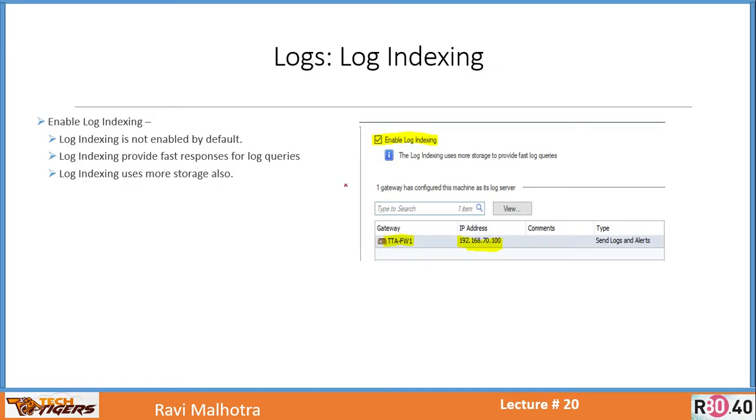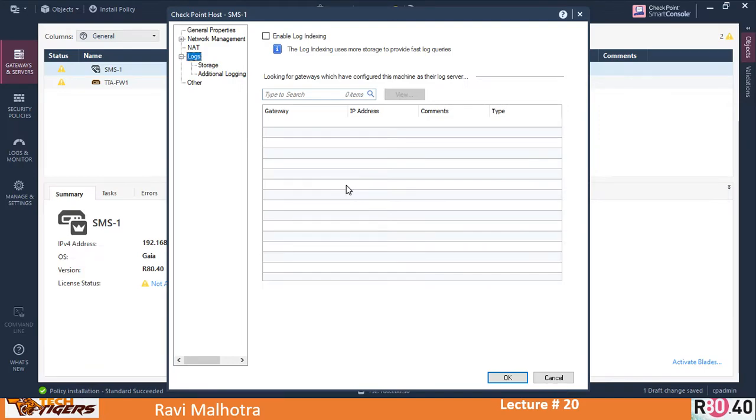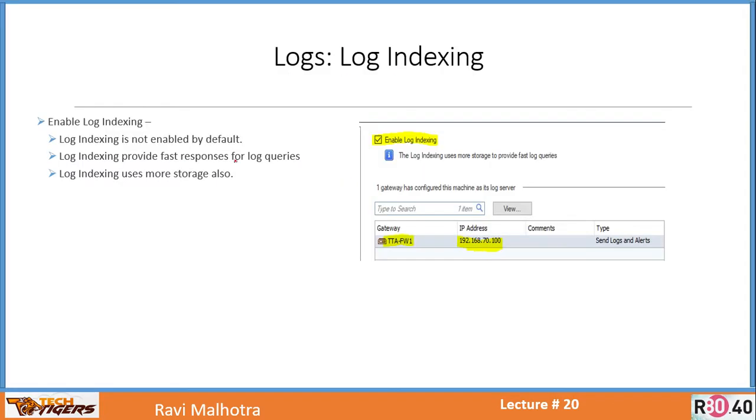So we'll talk about log indexing, right? Normally the log indexing feature is not enabled by default. Okay, log indexing is not enabled by default. Log indexing provides fast responses for log queries. Sometimes you need to create some specific queries to get some specific analysis of data. These queries take time, but if logs have been indexed, right, then it will actually provide you fast response for the queries that you have created.